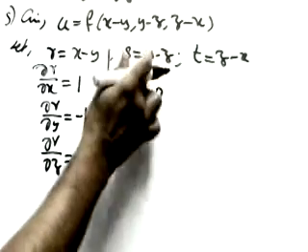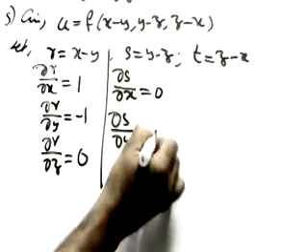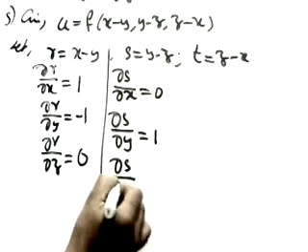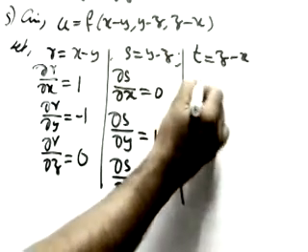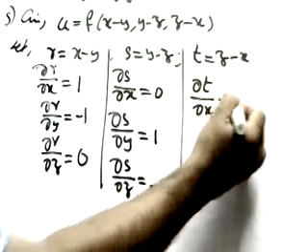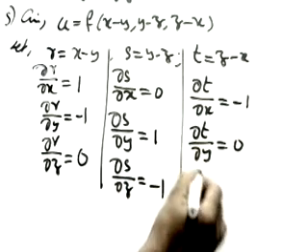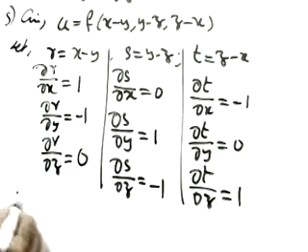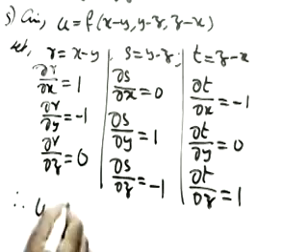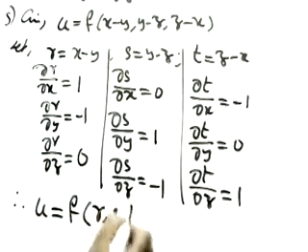In the same way, dou s by dou x: we don't have x here, so 0. Dou s by dou y, with respect to y, is 1. Dou s by dou z, with respect to z, is minus 1. Now in the same way, dou t by dou x equals minus 1. Dou t by dou y: we don't have y here, so 0. Dou t by dou z equals 1. Therefore u equals f of r comma s comma t.